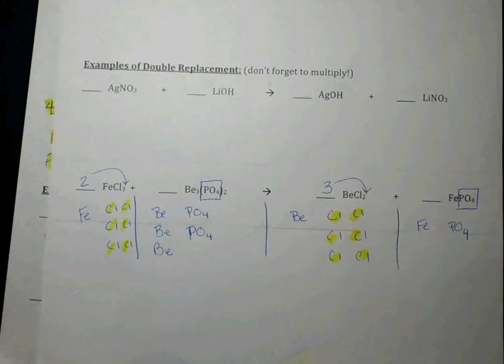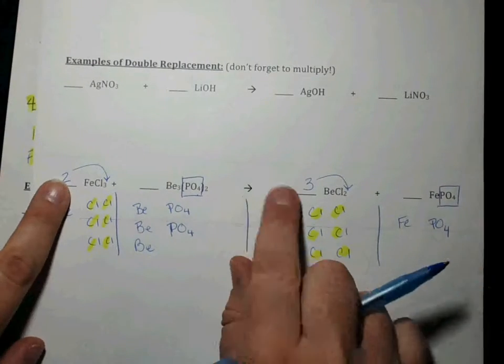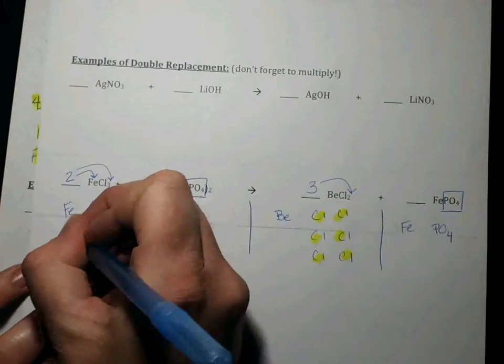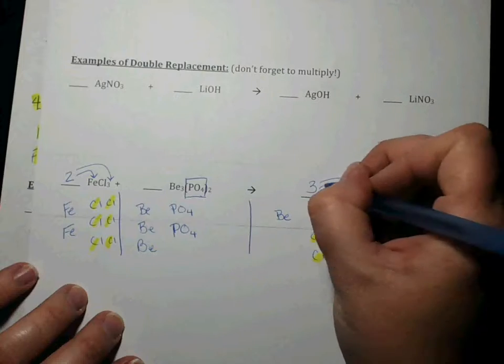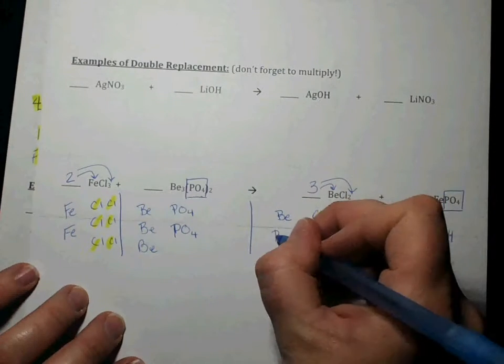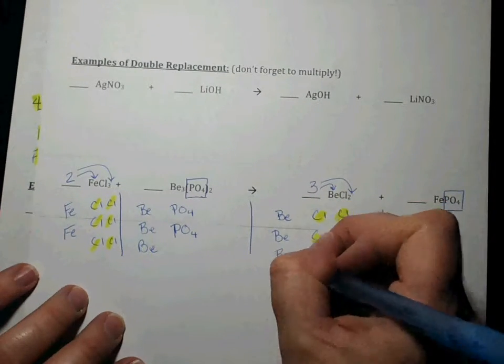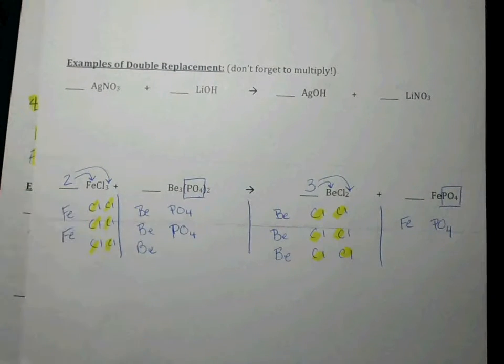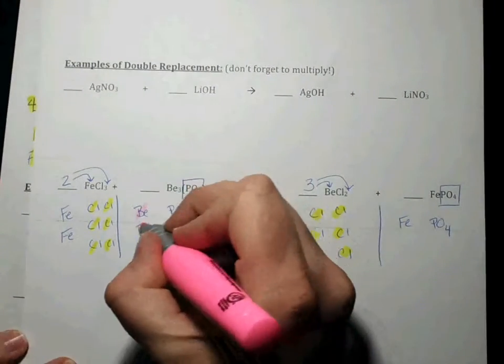But what you have to look out for is that this 2 coefficient here and this 3 coefficient here distribute. So this 2 is also times the iron, now there's a second iron. This 3 is also times the beryllium, now there are 3 beryllium. That actually is helpful in one case, where right here that actually made my berylliums even out.